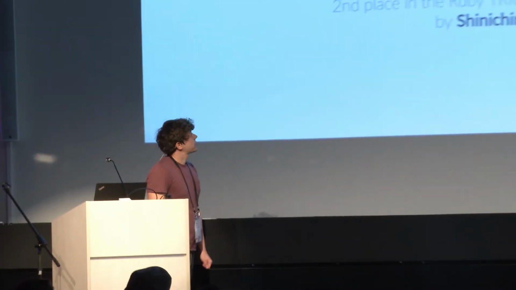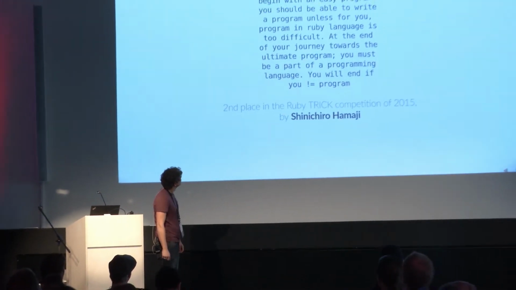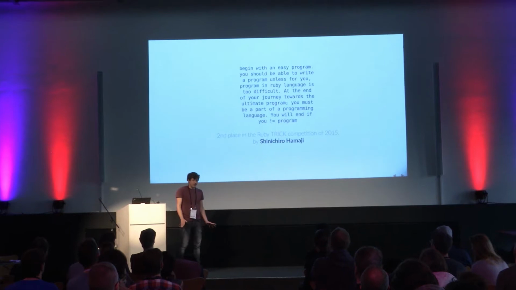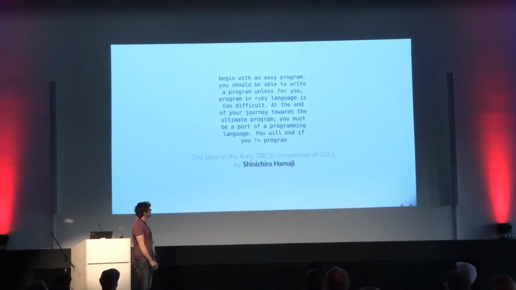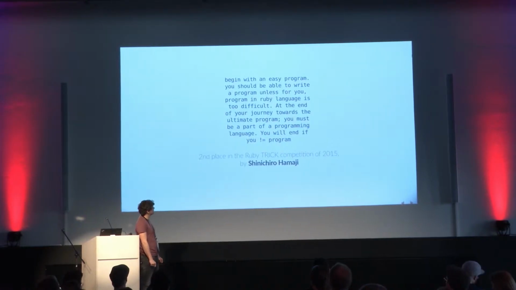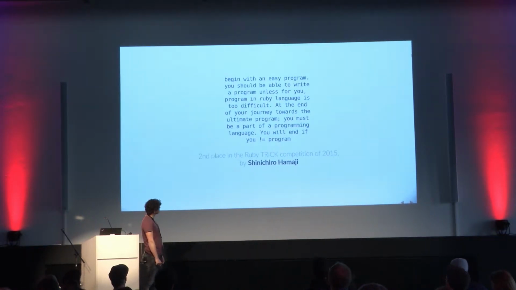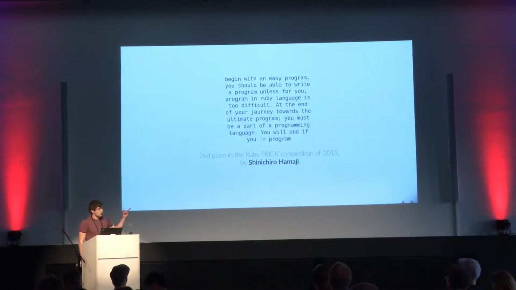All right. So what is this? It's a poem. I read it out. Begin with an easy program. You should be able to write a program unless for you, programming in Ruby language is too difficult. At the end of your journey towards the ultimate program, you must be part of a programming language. You will end if you are not a programmer. And this is all valid Ruby code.